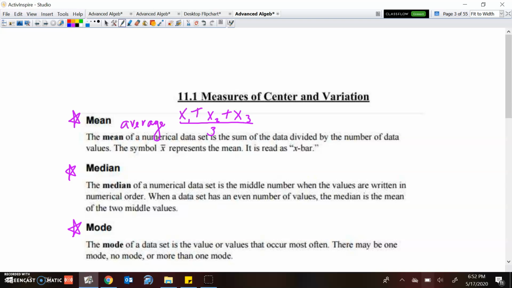Now this might be the thing that's new though. This is the symbol for mean, and this is how you say it. So the symbol, rather than writing out the word mean, actually has a symbol because it's used so frequently. It's X bar, and that's how you read it. X bar. X with a bar above it. Makes sense. Okay? So that's the mean.